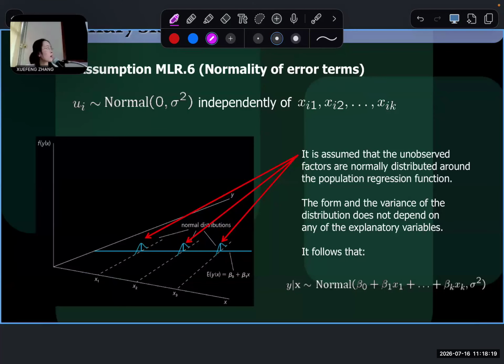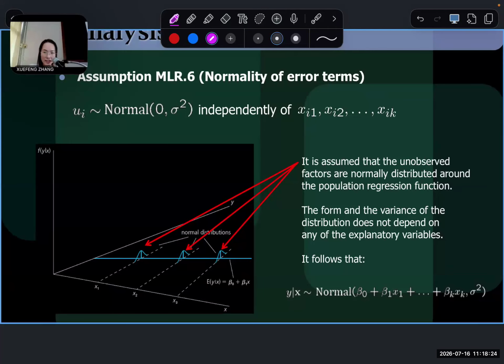Here is the new assumption, MLR.6, which is normality, okay? Normality of the error terms. In plain words, it means the error term follows a bell shape, centered at 0 with constant variance, sigma square, and this bell shape doesn't change no matter what the x values are, which is independent of xi1, xi2, all the way through to xik.